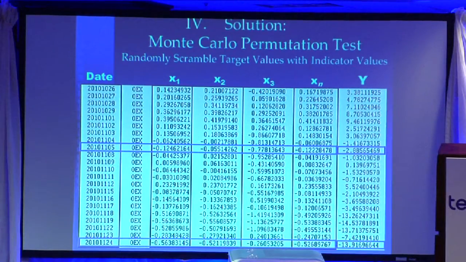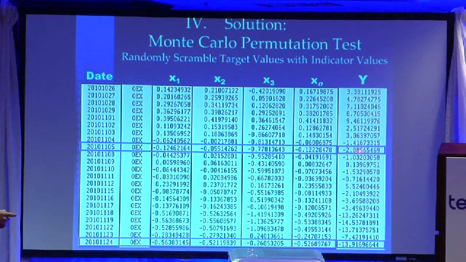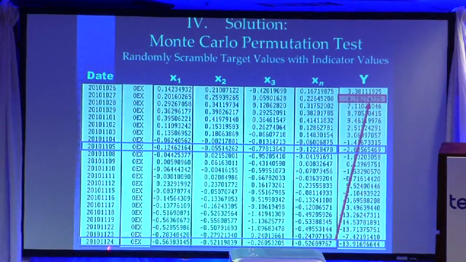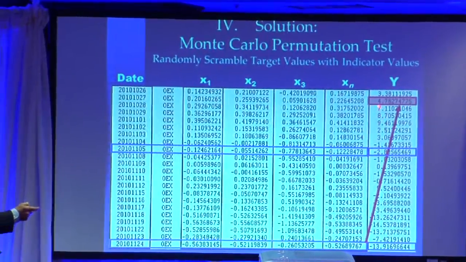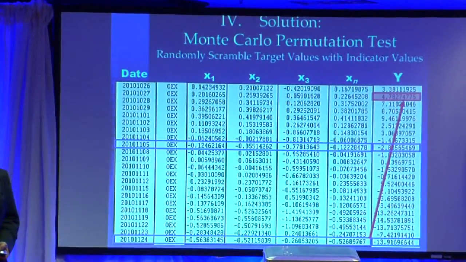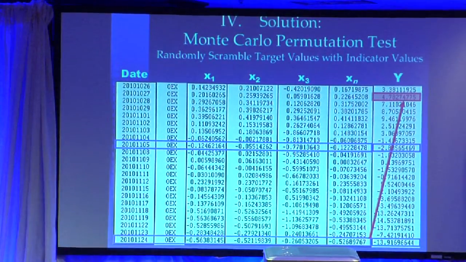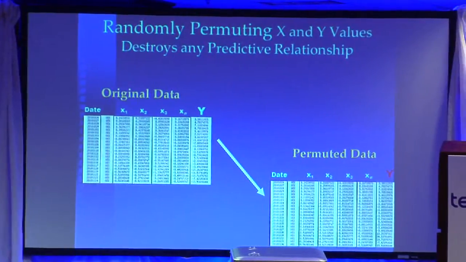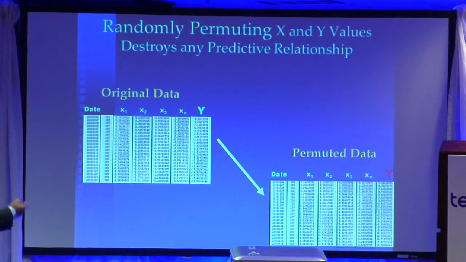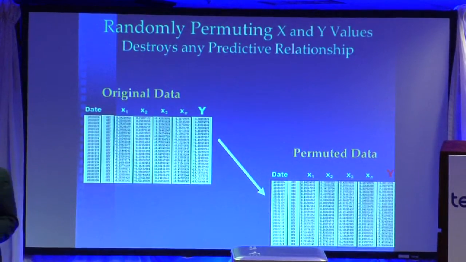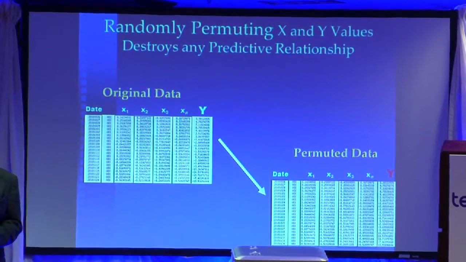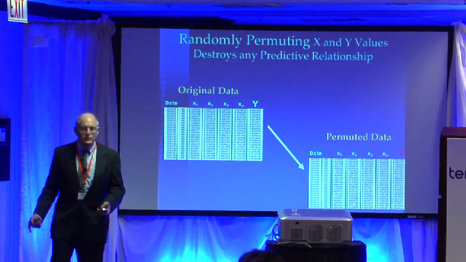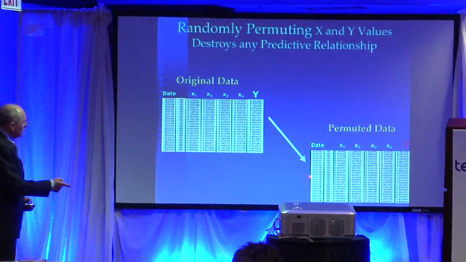And all you do is you randomly scramble the x vector with the target. So in other words, instead of these x values being associated with this target value, it might be randomly associated with that one. And you scramble up the data. That random permutation, or that random scrambling, has the purpose of destroying any predictive relationship that may have existed in the unpermuted data, which, by the way, is our null hypothesis. So we go from original data to permuted data.